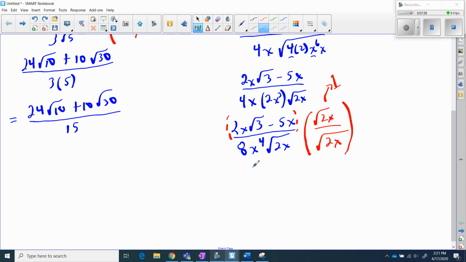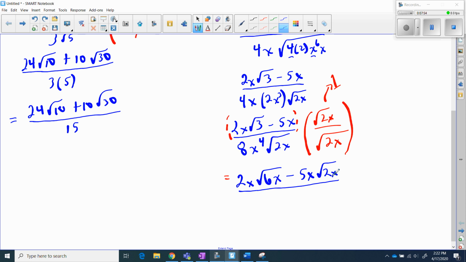2x, there's no coefficient, so it will be 2x. The square root of 3 times the square root of 2x will be the square root of 6x. Minus 5x times 1, minus 5x. There's no radical part to multiply here, so it'll just be radical 2x.